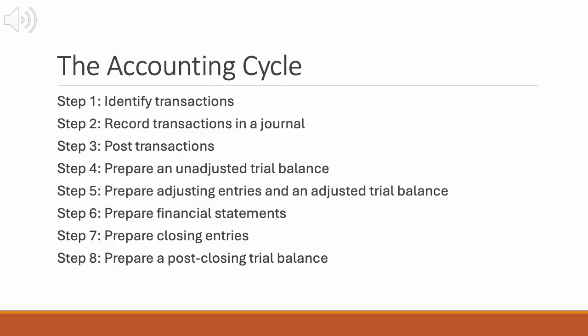Conclusion. So, the accounting cycle is like preparing a financial report card. We gather, record, organize, check, adjust, report, close, and reset. Step by step, it ensures the financial story is complete and accurate.